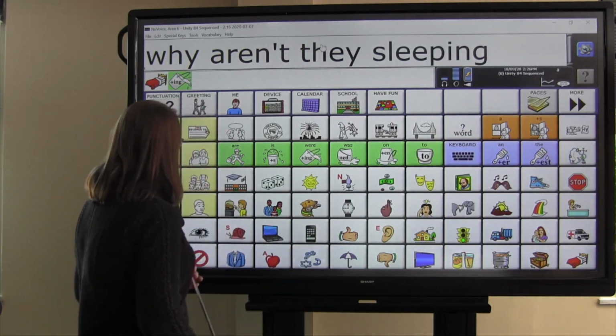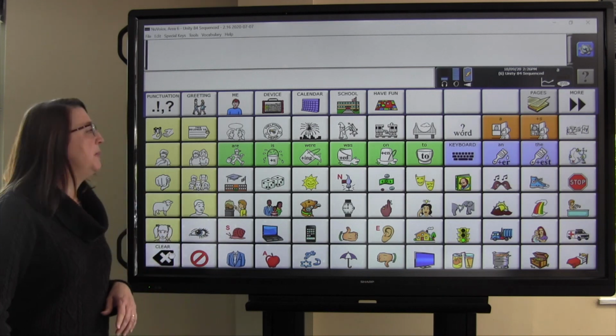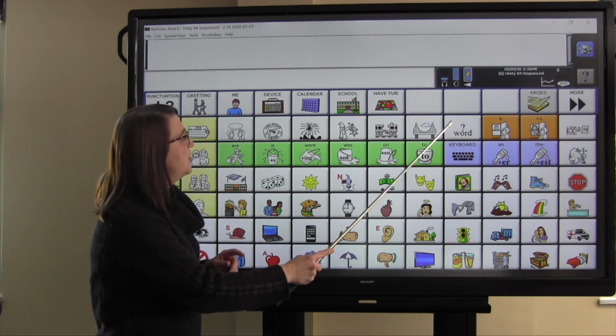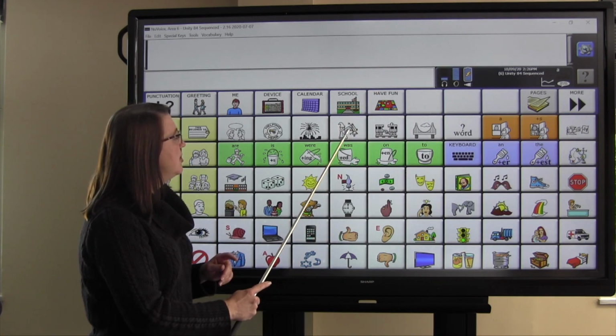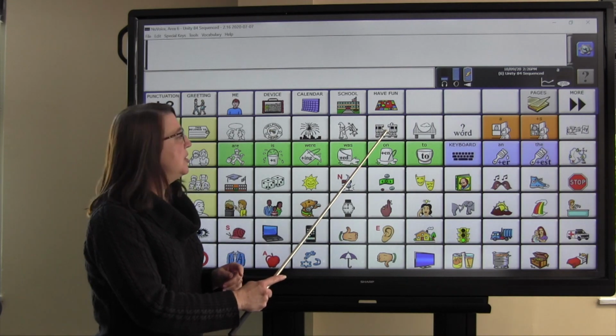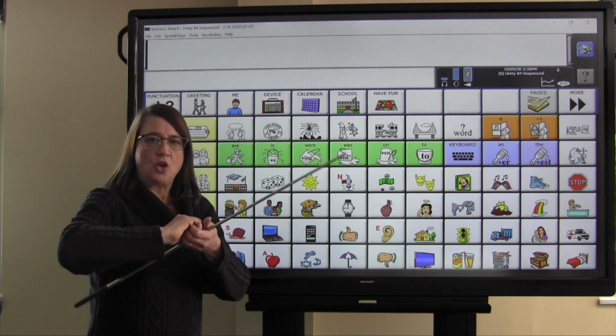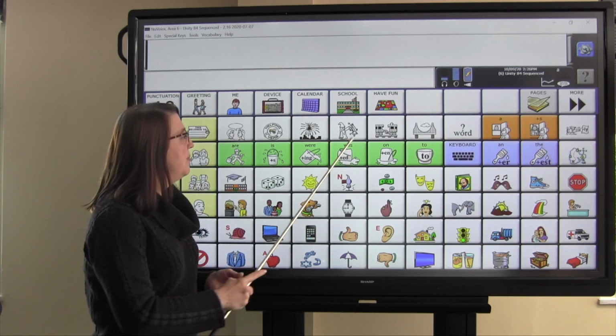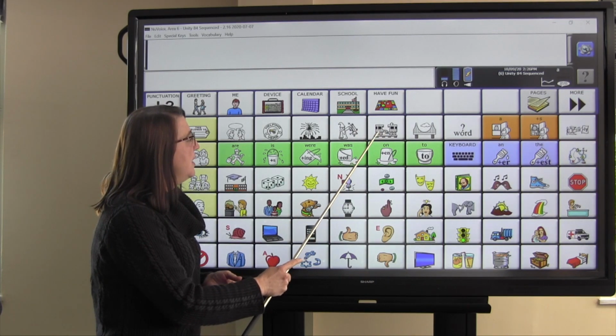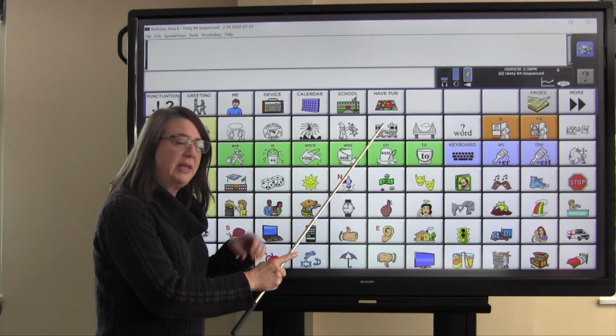Sleeping. Why aren't they sleeping? So we've done question words, we've done determiners. Let's take a look at our conjunctions. The conjunction in a sentence holds two parts of a sentence together. And so you'll see these two trains are being held together by that little coupling link.